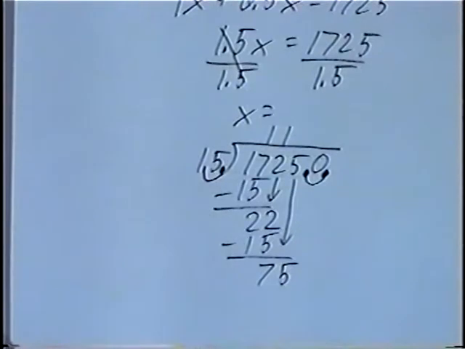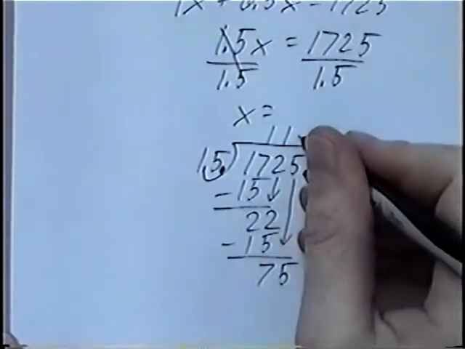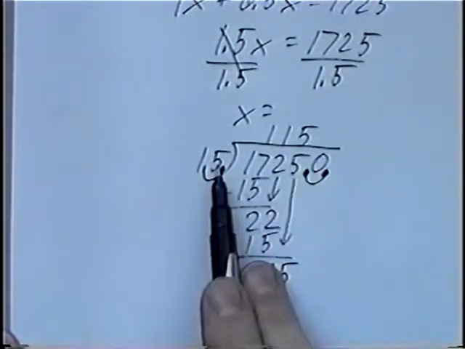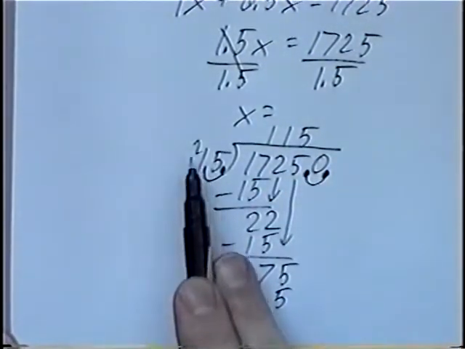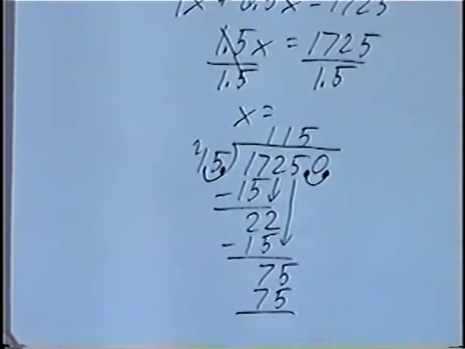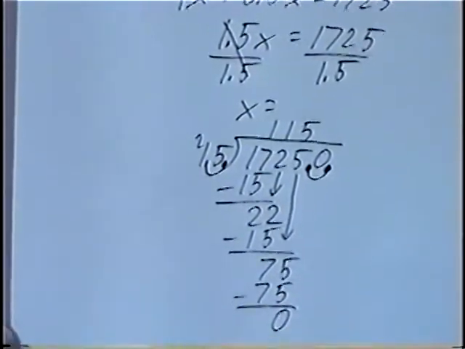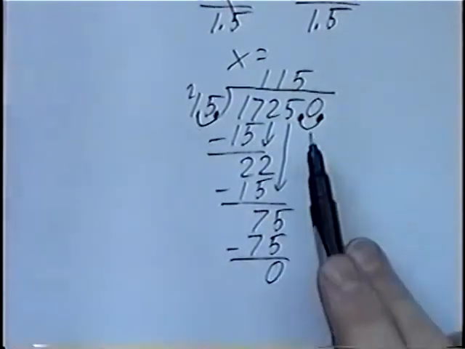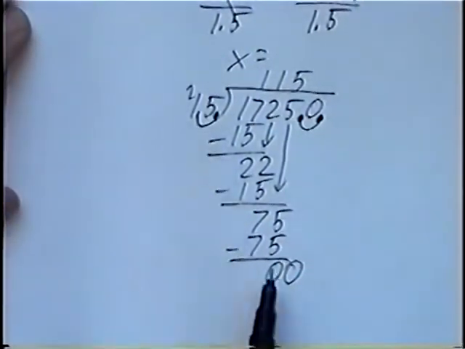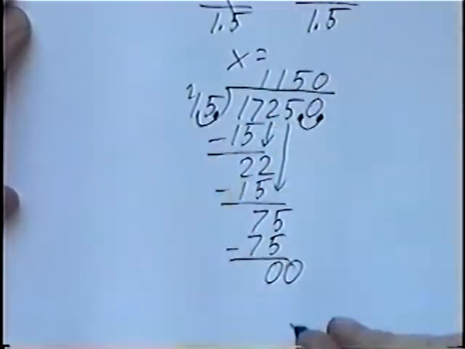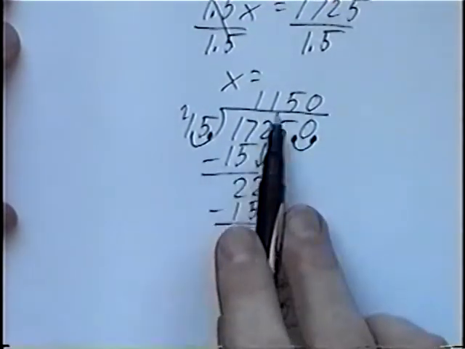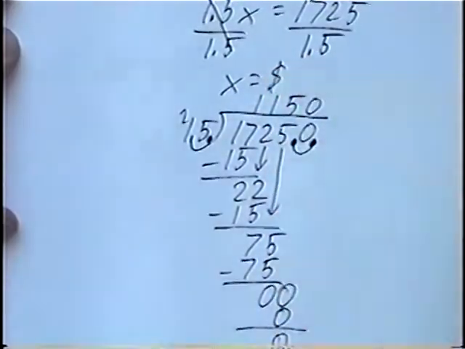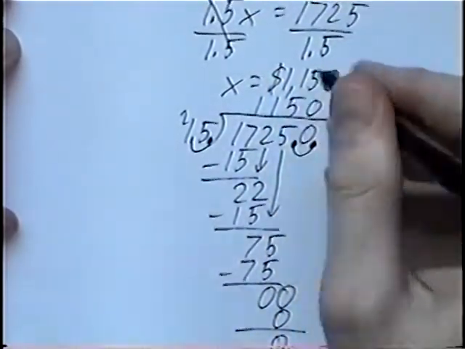Now we have 15 into 75. If you think about that, it goes in 5 times. 5 times 5 would be 25, carry the 2, and 5 times 1 would be 5, plus 2 more would be 7. 75 minus 75 would be 0. And we still have one number, the 0 we can bring down. 15 into 0 would be 0. 0 times 15 would be 0. So we'll have no remainder. And our answer up top, 1150. So a month of rent would be $1,150.